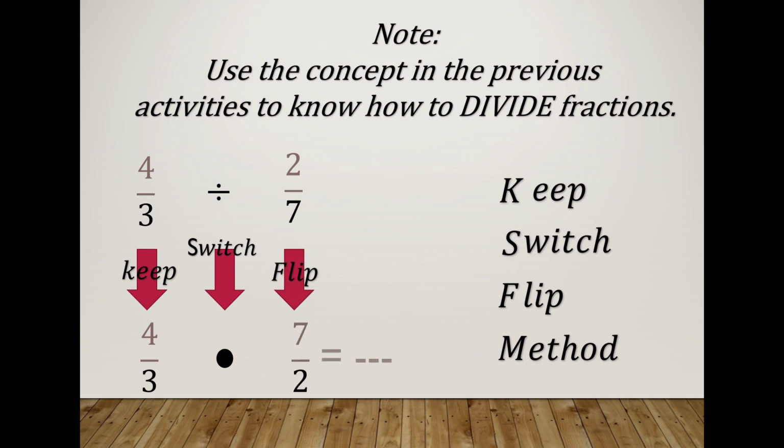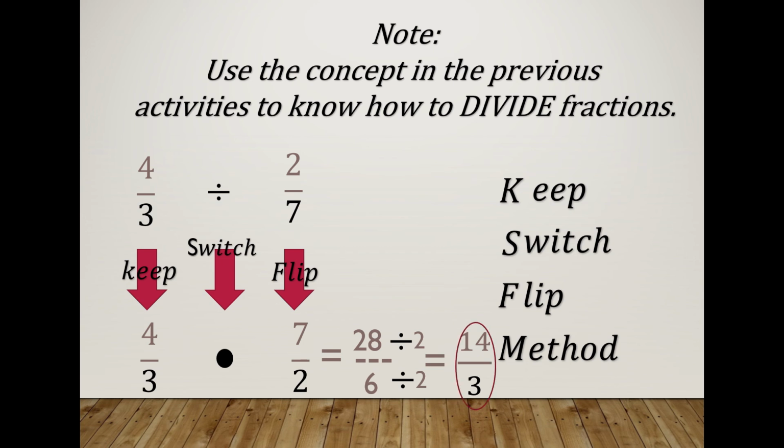And then multiply the numerator by numerator, which is 4 times 7, very good, it's 28. 3 times 2 is 6. Very good. And we all know that 28 and 6 can be divided by 2. Okay, let's reduce the fraction. So, 28 divided by 2 is 14, and 6 divided by 2 is 3. So, 4 over 3 divided by 2 over 7 is equal to 14 over 3.